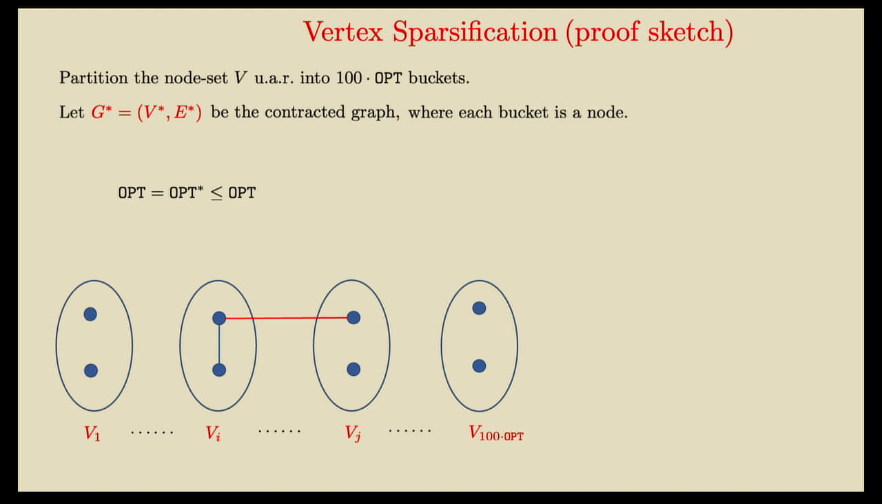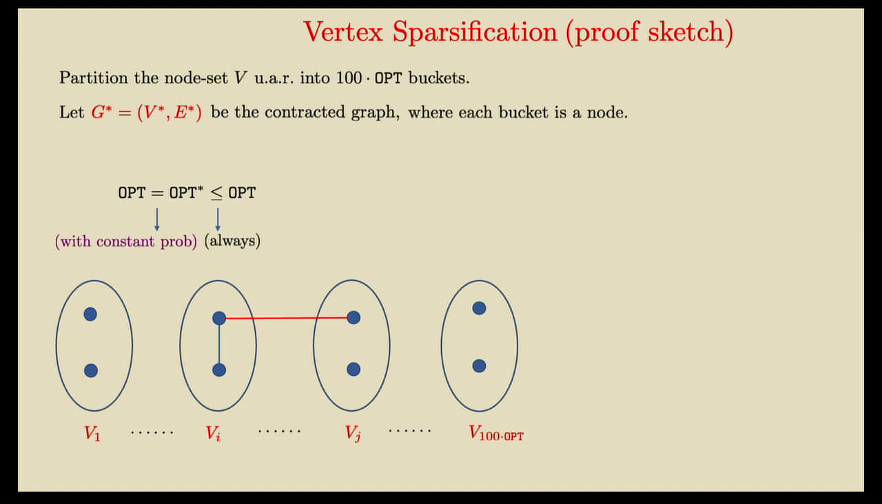Why? Because if you have any matching in the contracted graph, it is easy to see that it corresponds to a matching in the original graph. Okay? You just stare at it for 2 minutes, it is easy to figure out. So, this first inequality holds always. And now, I will say that opt equals opt star with constant probability, and it is basically a balls into bins argument. Why?